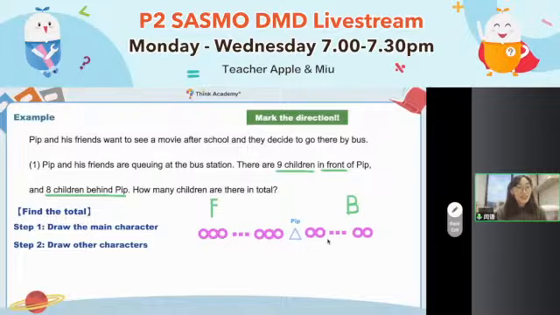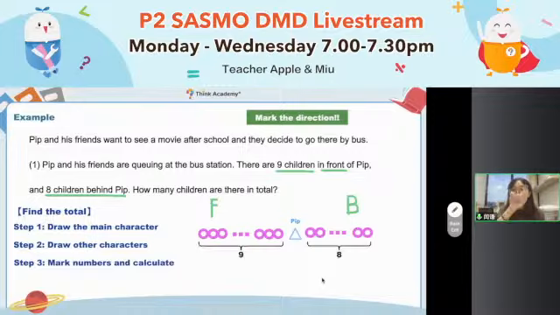And step 3, you need to mark numbers and calculate. There are 9 children in front of Pip. So actually you see that 9 is a cardinal number, right? That is, Pip is not included in 9. So we just label it as this. 9, 8. And what is the last step? You just calculate. You add all of them together. Can we just say, okay, the final answer is 9 plus 8. Okay, my answer is 17.